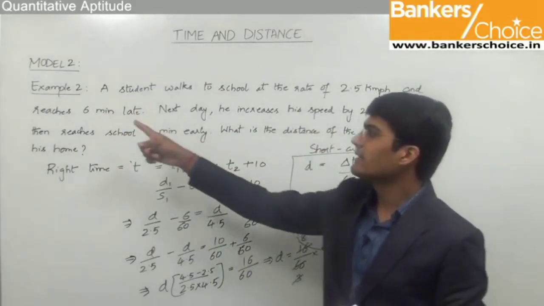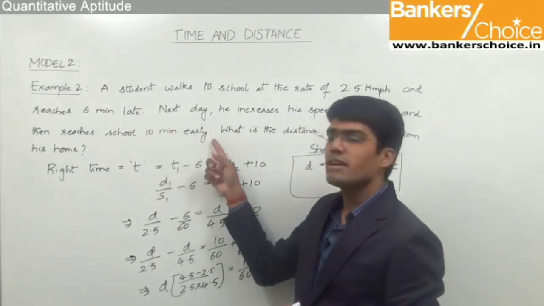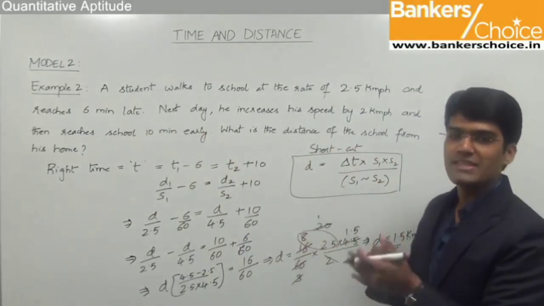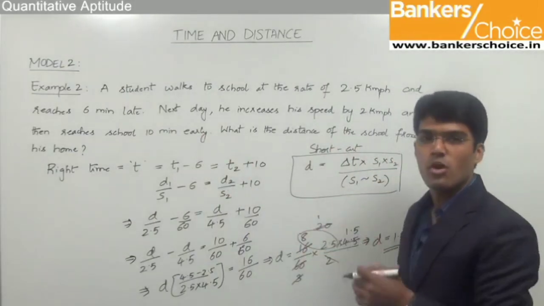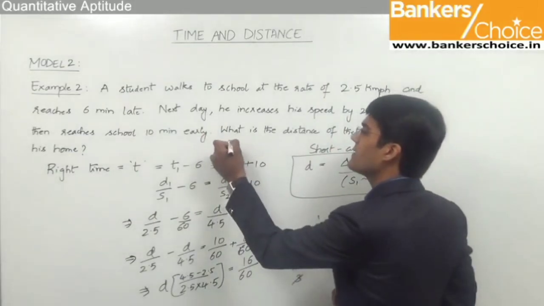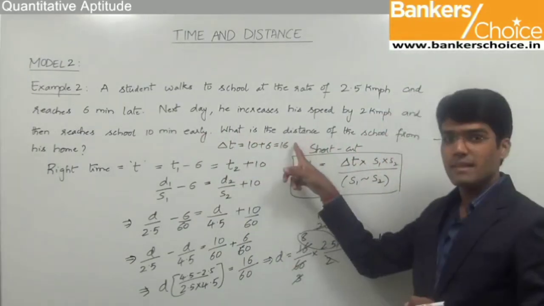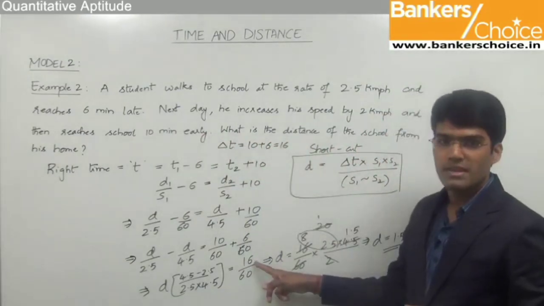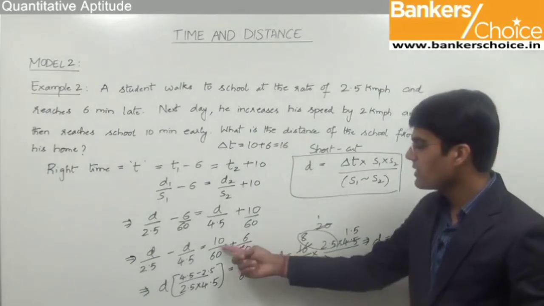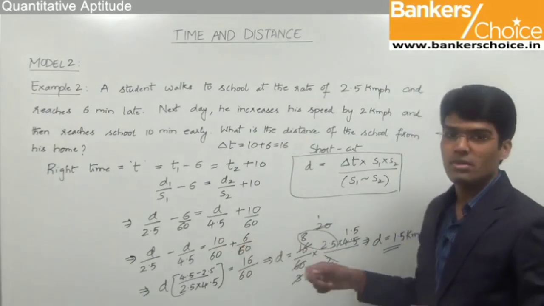Why? Because this is 6 minutes late and 10 minutes early. So because the sign is changing, or because the times are on two opposite sides, the total time difference should be taken as 10 plus 6, 16 minutes. And this can be verified from the traditional solution as well. If you can see here, we have got the total time as 16 minutes but not 4 minutes.